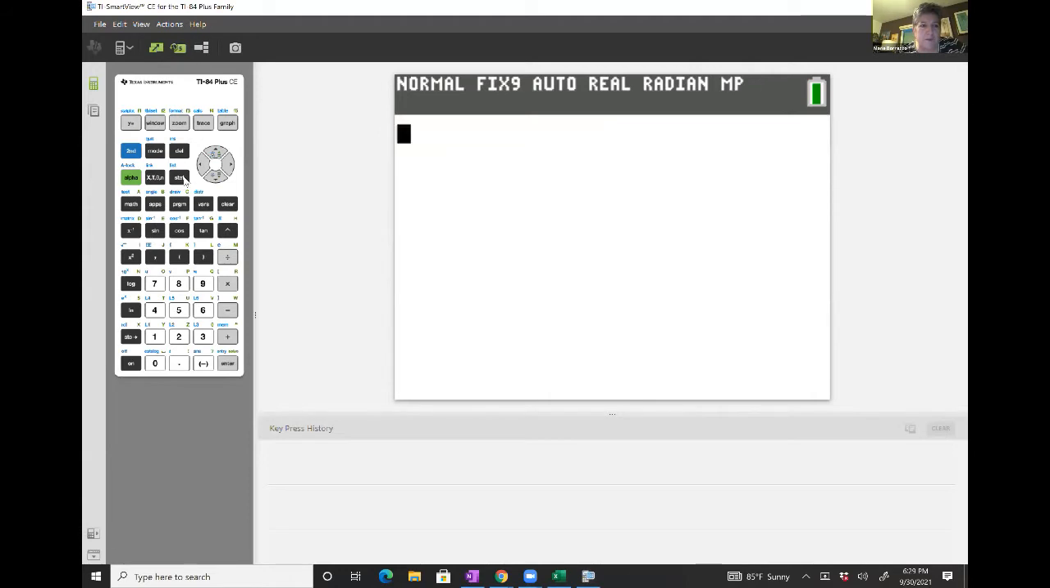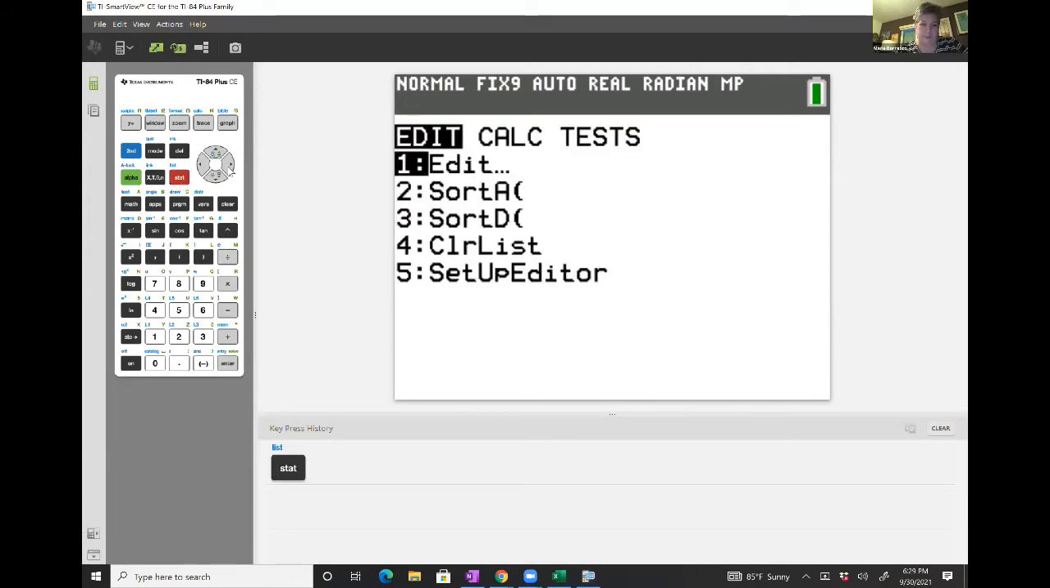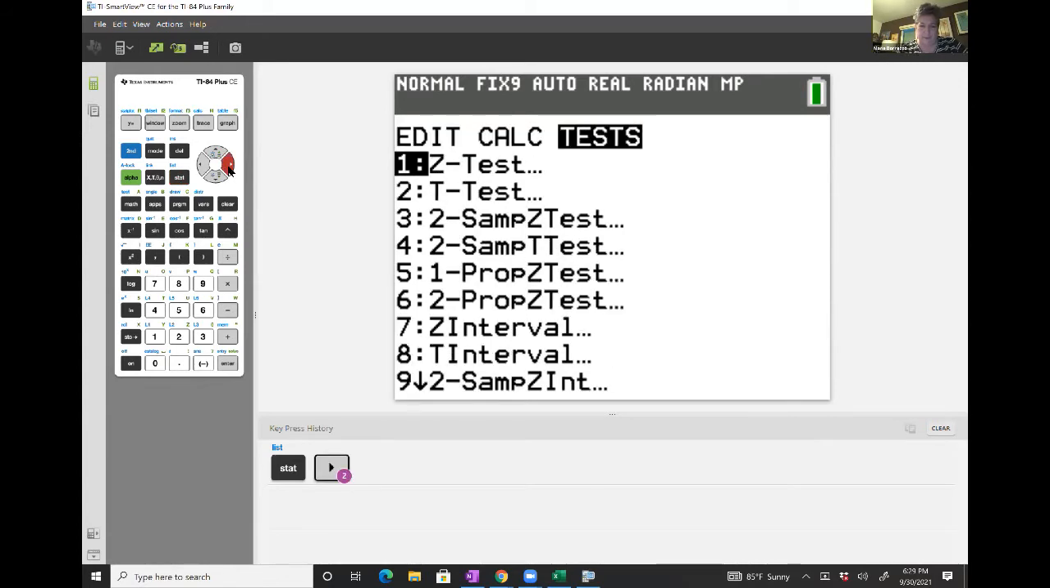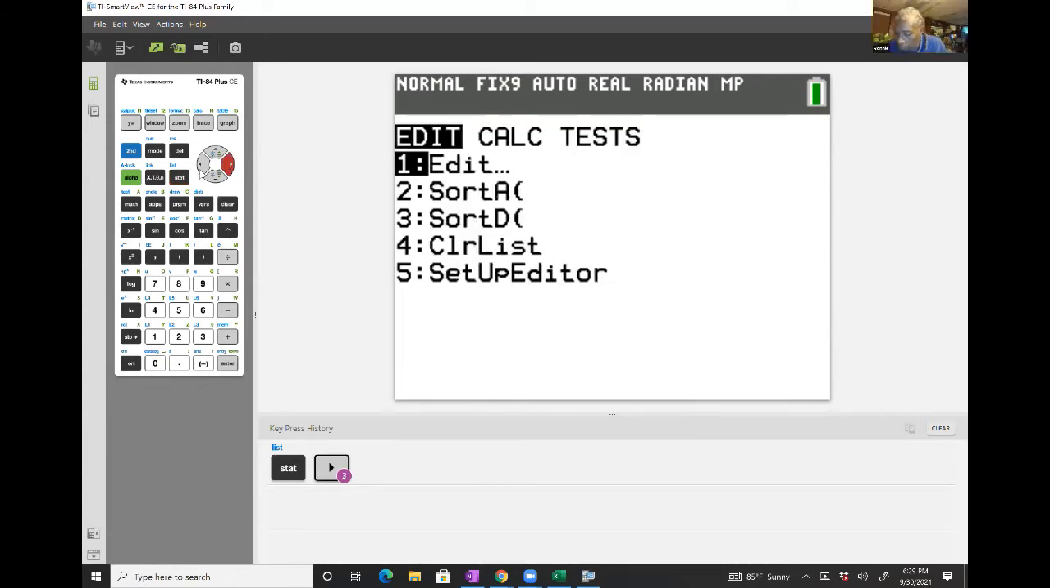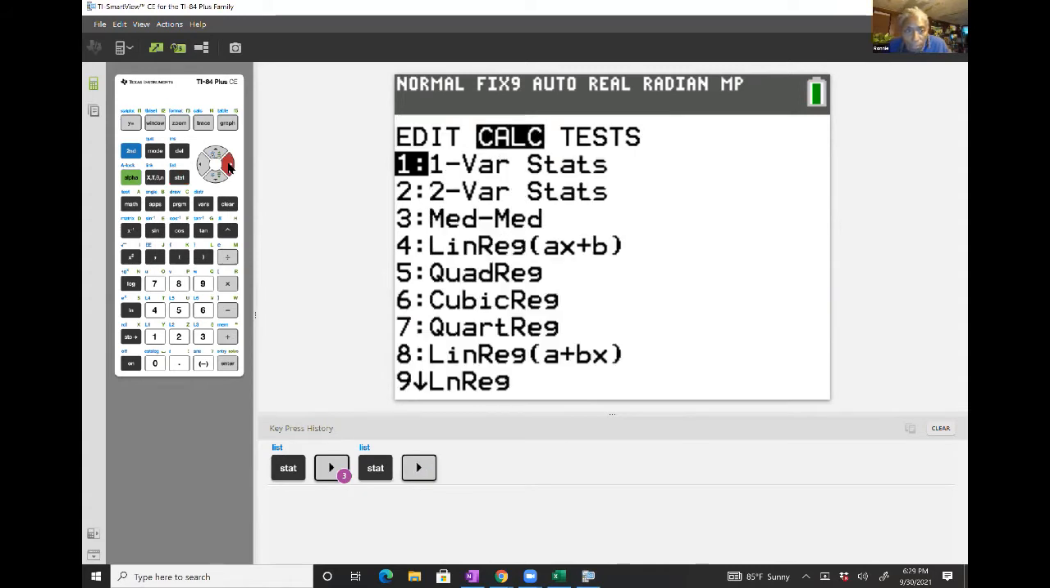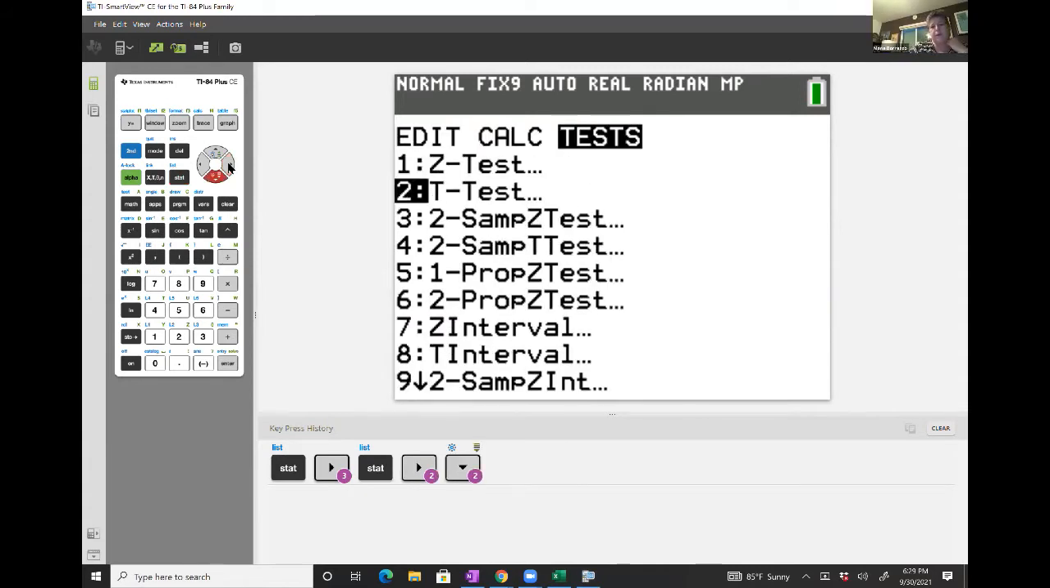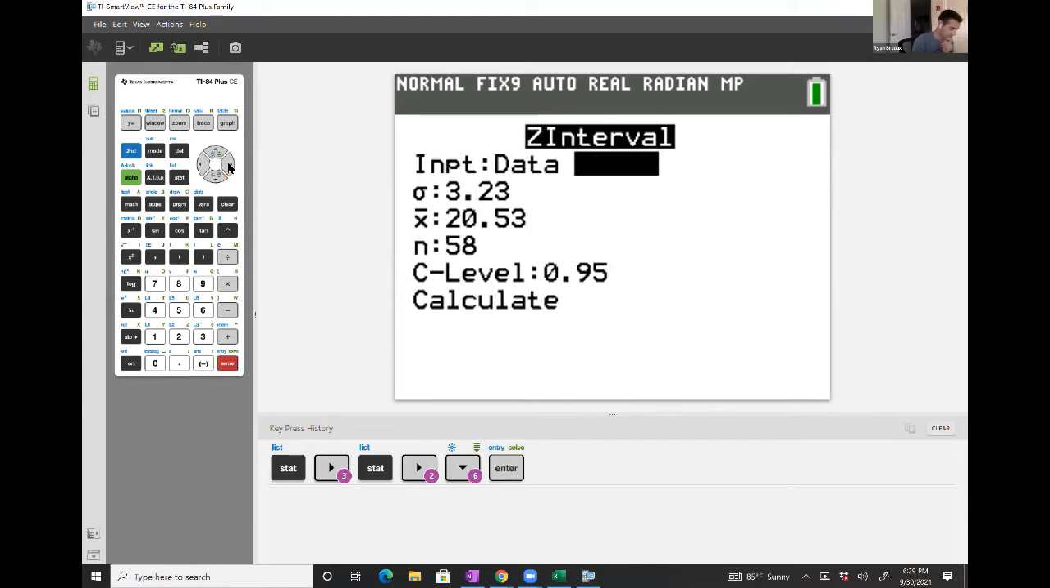In your calculator, do you know where the stat key is? I assume yes. Go to stat and go over to test. Go all the way down. You see how this is the interval? Hit enter. Obviously you want stats.